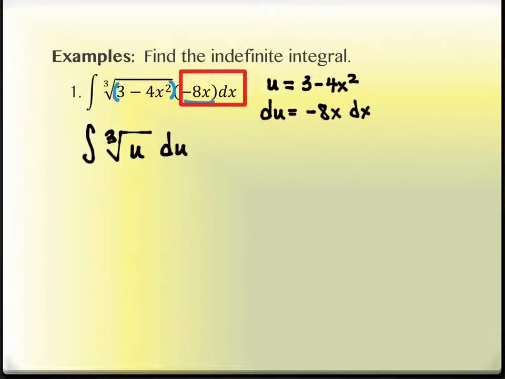This problem is way easier to work with. Now it's still the cube root, which is not especially useful for how it's written. How else could I write it instead? Yep, u to the 1/3. So what is the antiderivative of u to the 1/3? Okay, so say it again louder. Good. Yeah, u to the 4/3. We add 1 to the power, divided by 4/3.